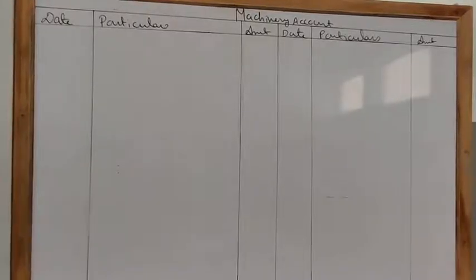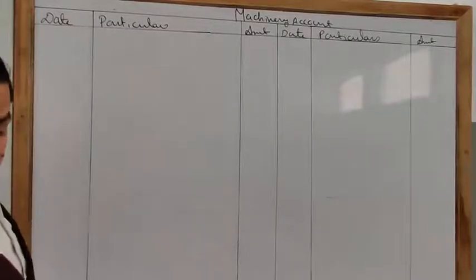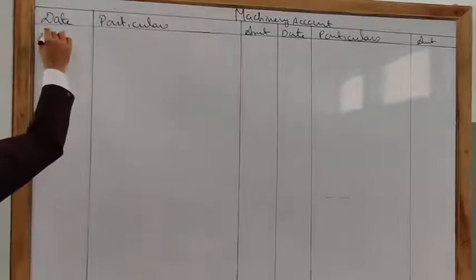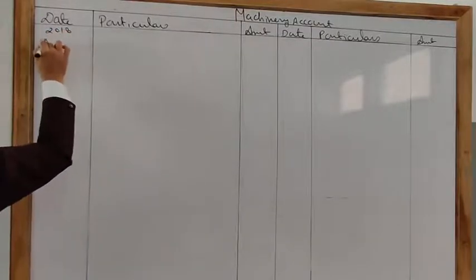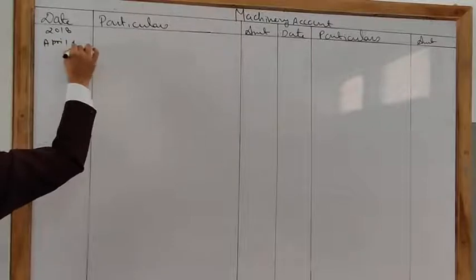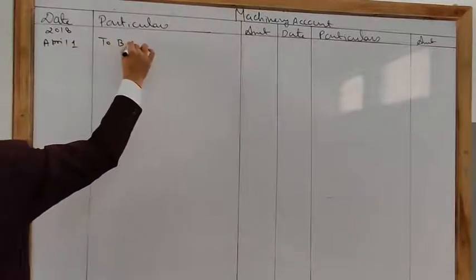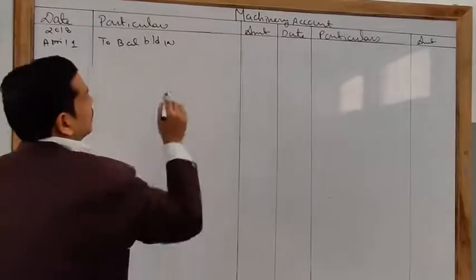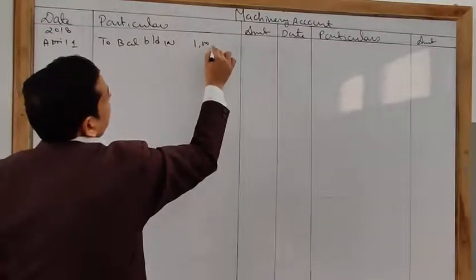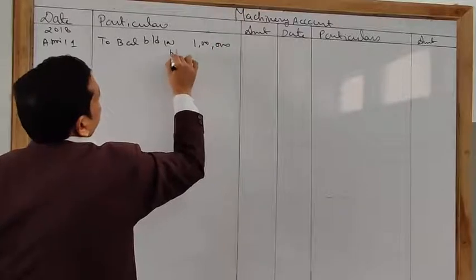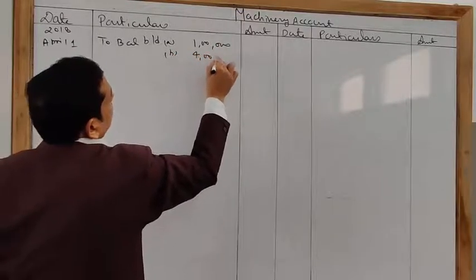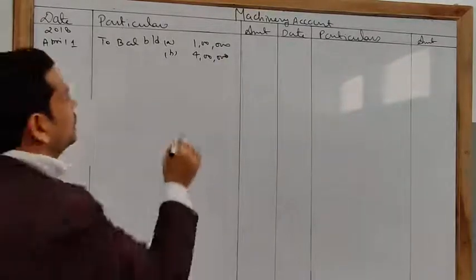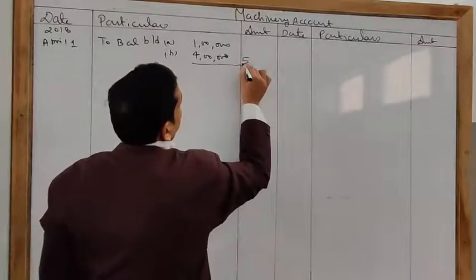Now see our machinery account has been prepared. Now we are going to post the entries. So 2018 April 1 to balance b/d. As usual, the machinery which we are going to sell is written as A 1 lakh, clear, and B 4 lakh, clear. So total is 5 lakh.